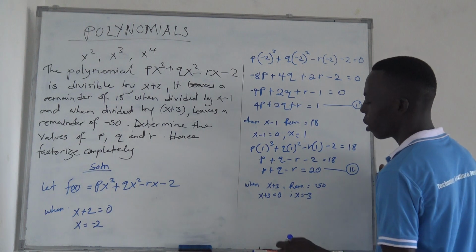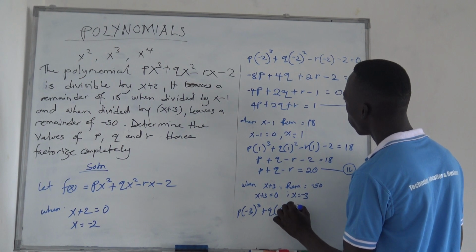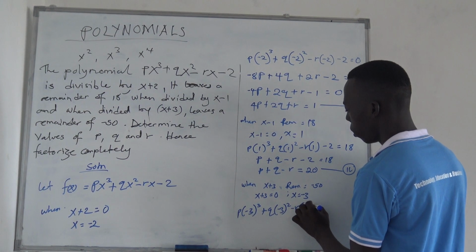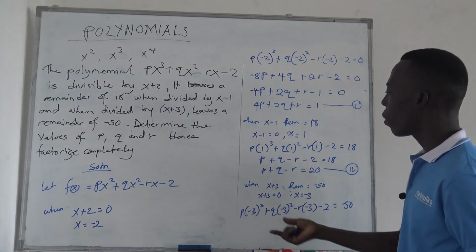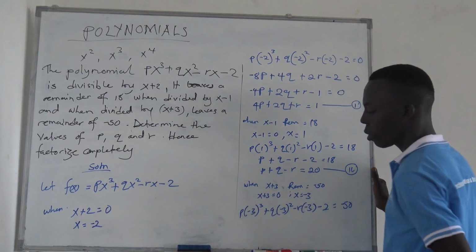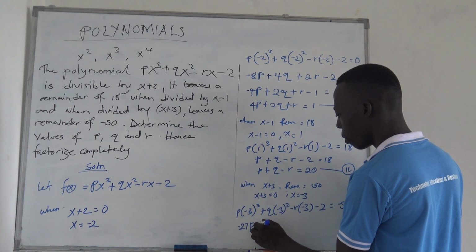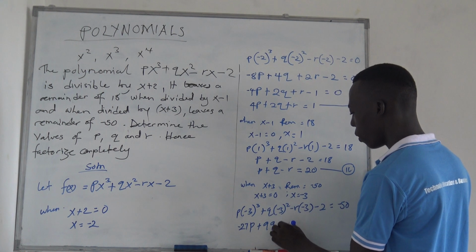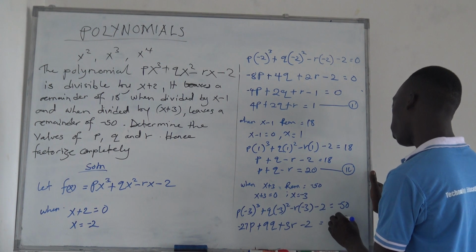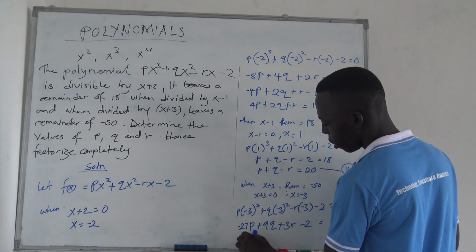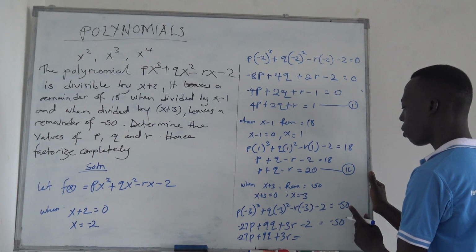So substituting in negative 3, which is p into negative 3 cubed plus q into negative 3 squared minus r into negative 3, minus 2 equals negative 50. So work upon this one, you're going to have something like this. When you cube a negative, you get a negative. So this one gives us negative 27p. So this one becomes a positive, plus 9q, then plus 3r minus 2 equals negative 50. So we take this to the other side, we shall have negative 27p plus 9q plus 3r equals, when you take this one to this side, it is a positive.